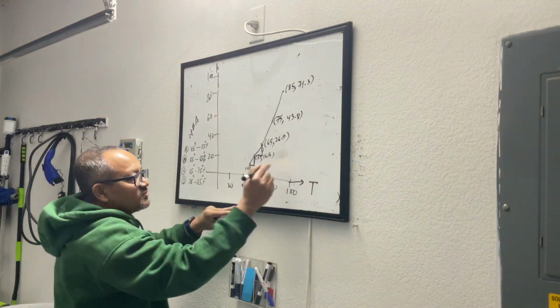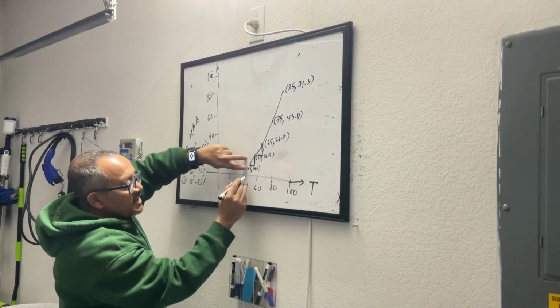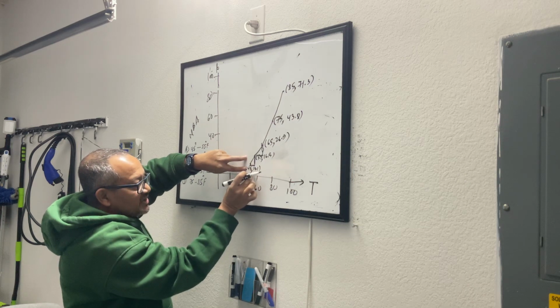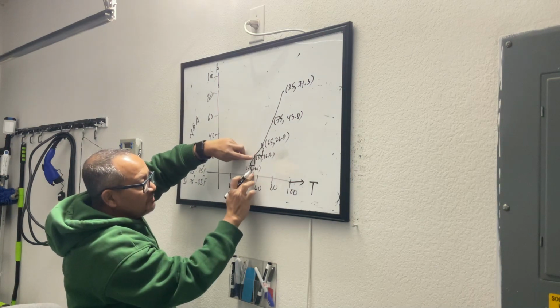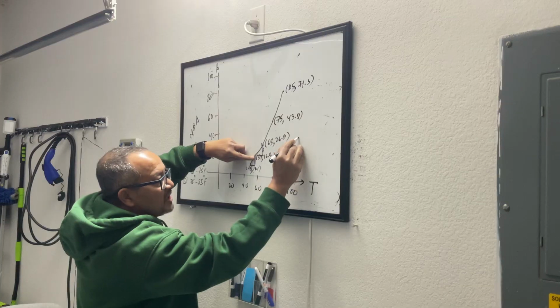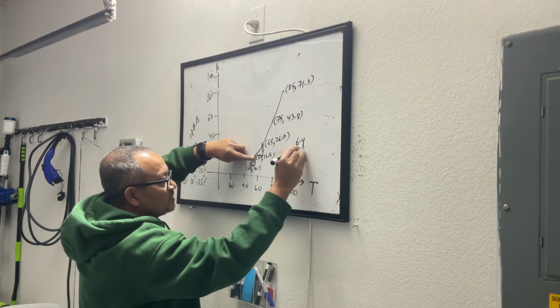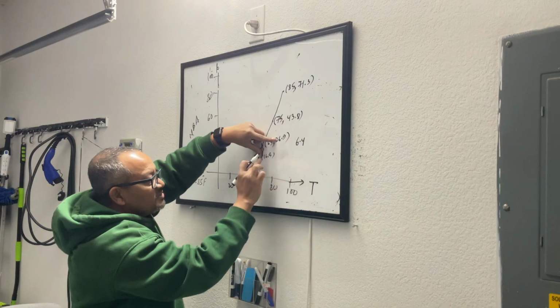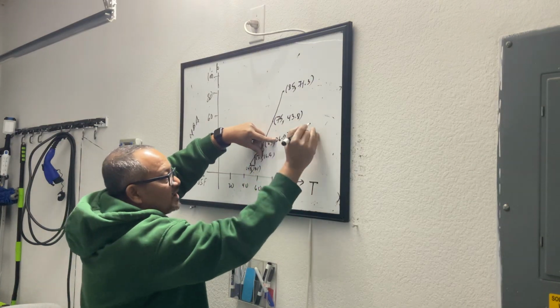So rise over run is what we have to find out. In this case, my rise was how much? My run is the same, 10 degrees. So what is my rise here? It went from 10.1 to 16.5, so it changed by 6.4. In this case, how much did it change? It changed from 16.5 to 26.9.